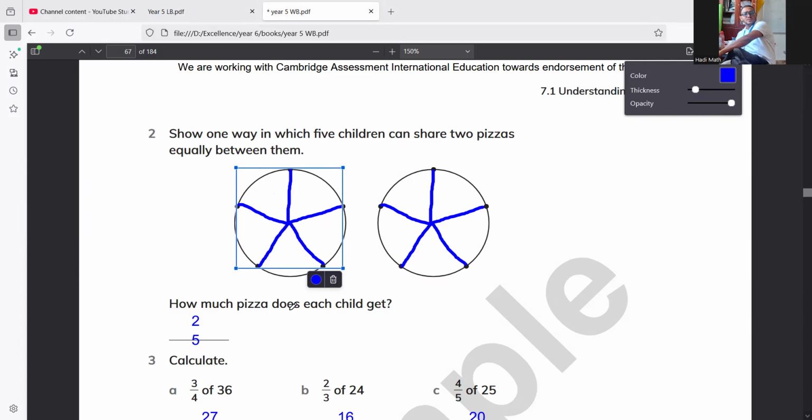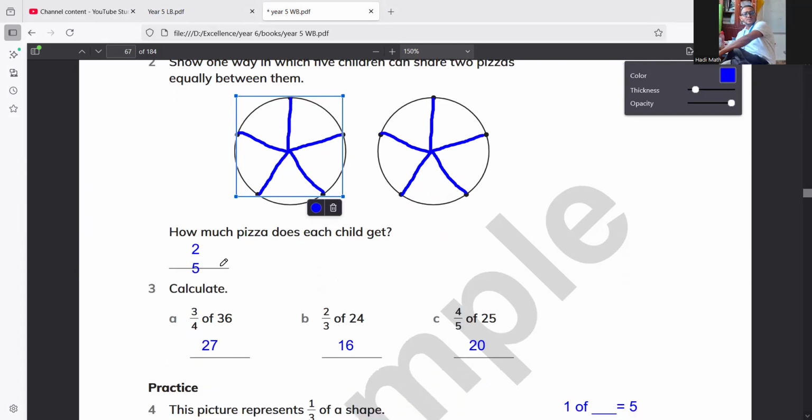How much pizza does each child get? Each child will get 2/5 of the pizzas, because you're going to get 1 piece here and 1 piece here. It will be 2/5.